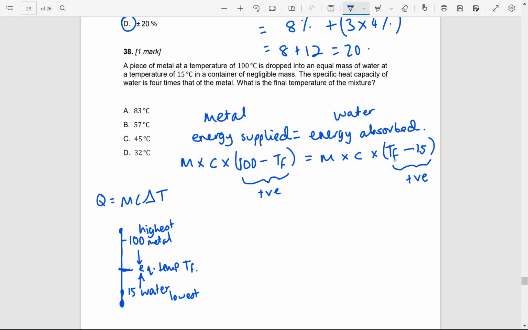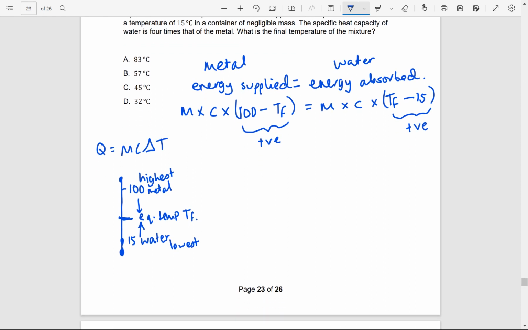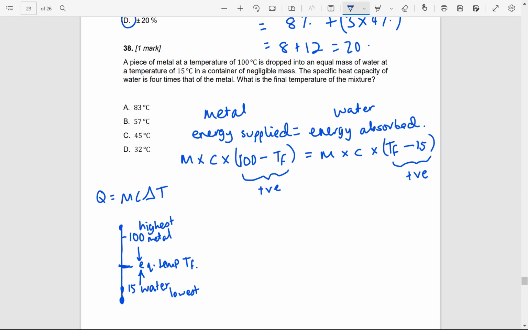So I've put the 15 there so that a big number minus 15 is going to give me a positive number. Okay, if I put it the other way around, if I say 15 minus, I don't know, say 40, I'm going to get a negative number, and it's going to mess with me. All right, so let's keep it like that. So let's figure it out.